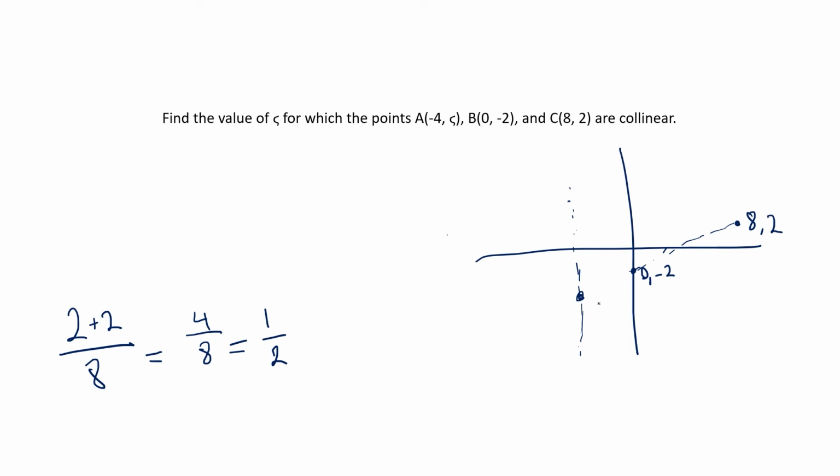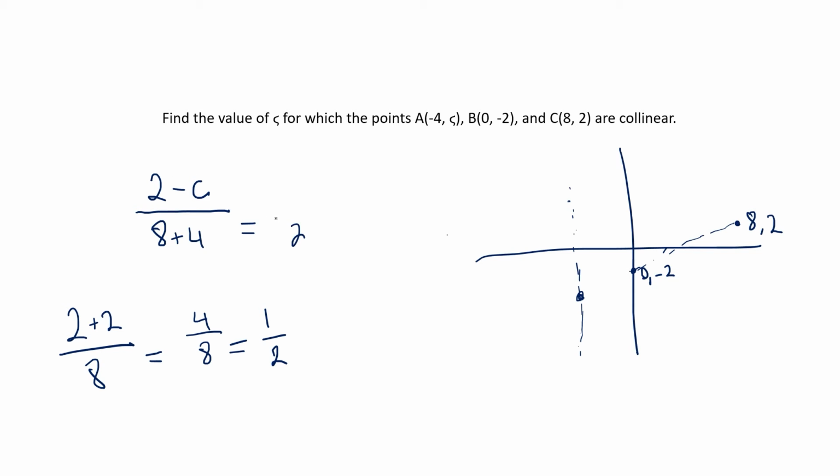Right? So then we want to take this, and we'll use 8, 2, because I think it's less negative. It doesn't matter, you can choose either. And 2 minus C, I'm going to say C here, over 8 minus negative 4, so plus 4, needs to equal 1/2. So this is going to equal 12. So that top half needs to equal 6, right?